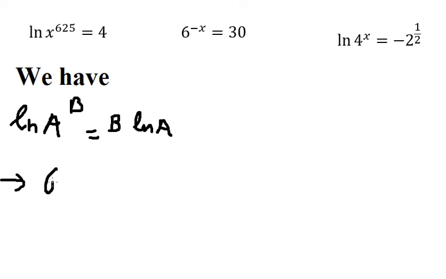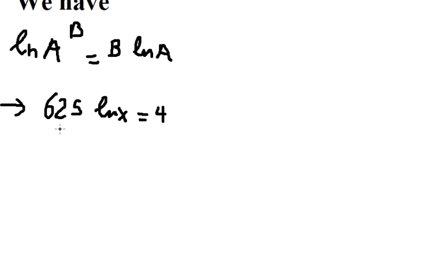And we have 625 ln(s) equals to number 4. Later we divide both sides by 625.